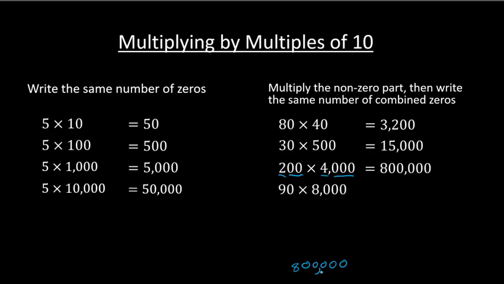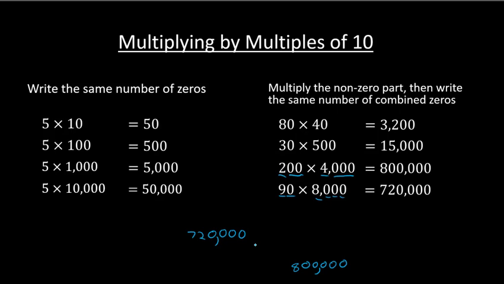Let's try one more. Here we have 90 times 8,000. So we can multiply 9 times 8, and that gives you 72. And then notice we have a total of 4 zeros. We have 1, 2, 3, 4. So you put 4 zeros after the 72, put our comma right here, and your answer is 720,000. All right, so this rule is very helpful when you're multiplying multiples of 10.